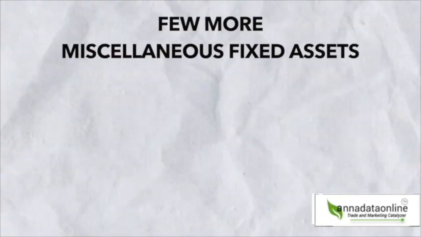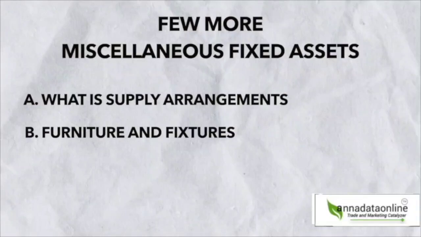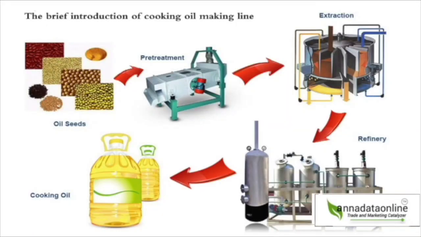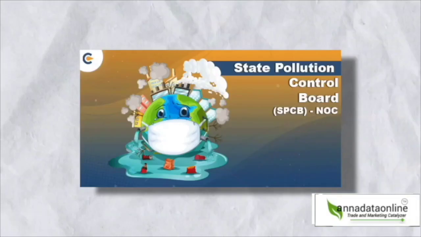A few more miscellaneous fixed assets: A. Water supply arrangements. B. Furniture and fixtures. C. Computers and printers. Statutory process: pollution control. The entrepreneur is advised to contact the State Pollution Control Board for detailed guidance directly.